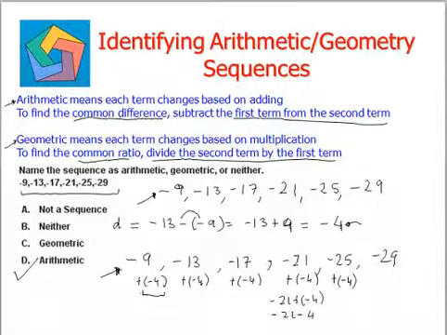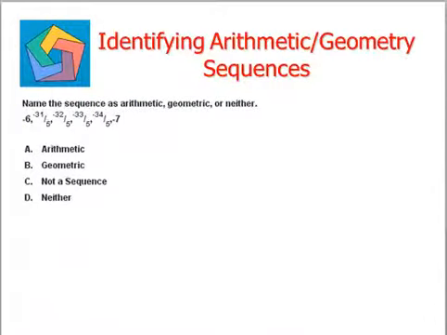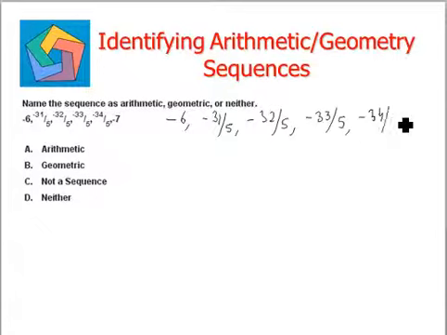Let's try the next question. Name the sequence as arithmetic, geometric, or neither. So we are given -6, -31 by 5, -32 by 5, -33 by 5, -34 by 5, and -7.